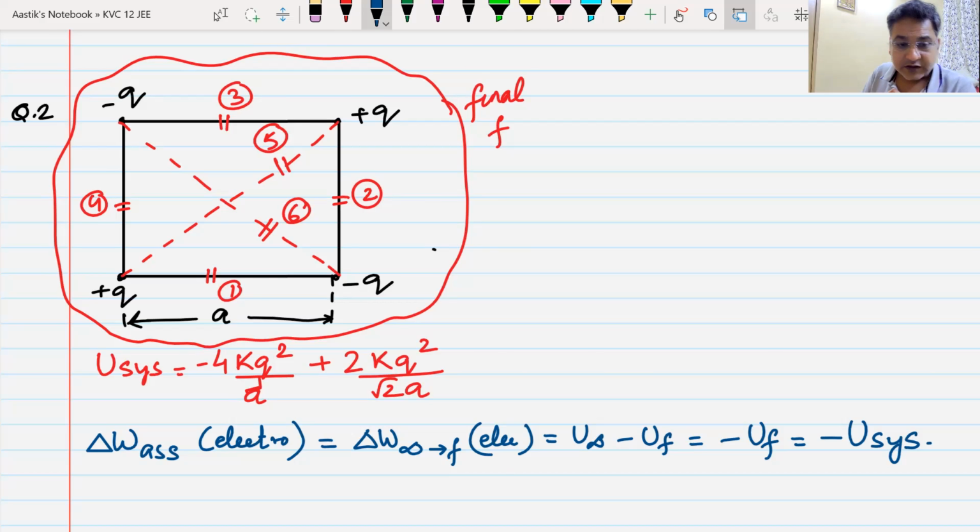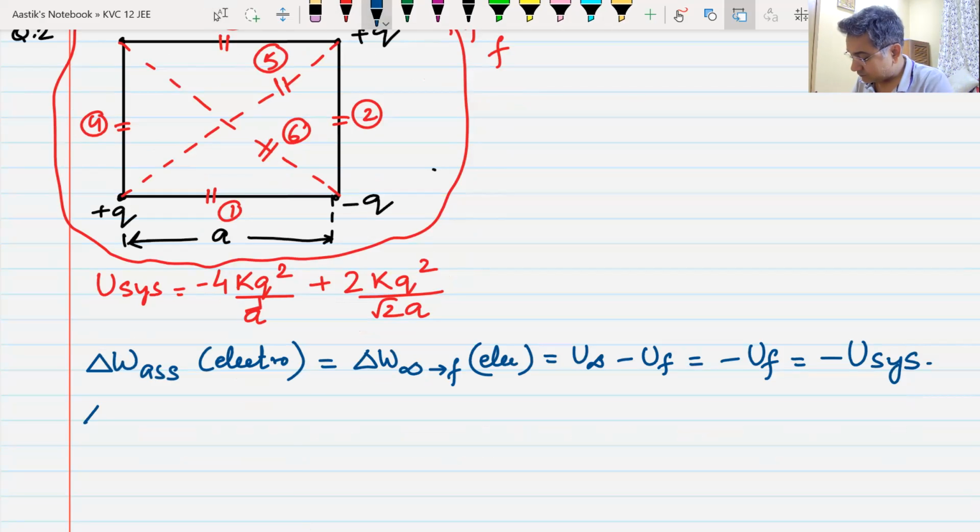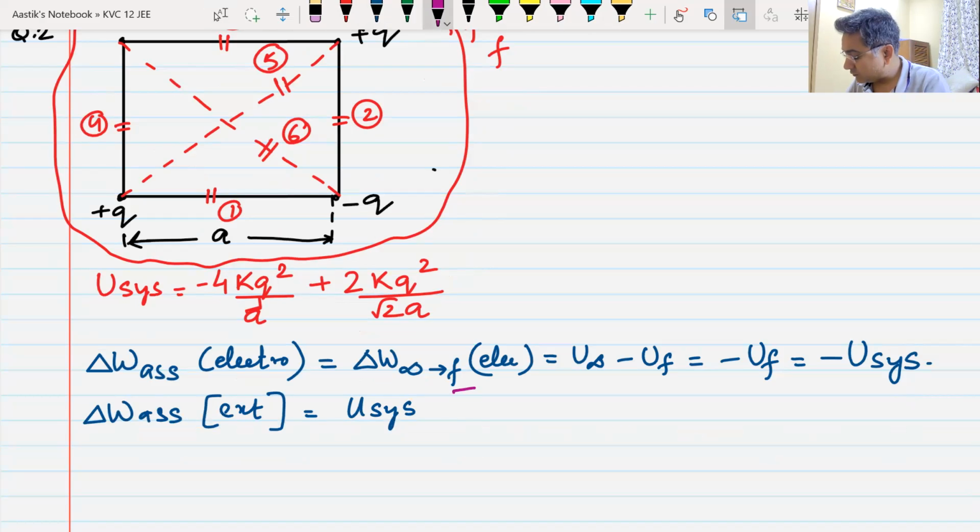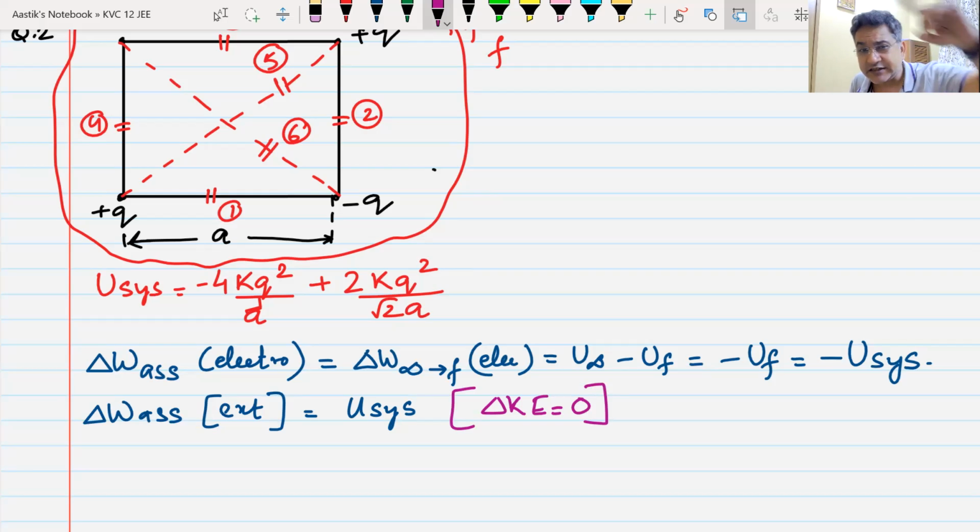Work done in assembling this system by external forces will be equal to negative of this work. So that will become the energy of the system. Remember, here I have assumed the change in kinetic energy is 0. Whenever we talk about work done by external forces, work done by external forces will be negative of work done by conservative forces if the change in kinetic energy is 0. Do we understand this work energy theorem? Yes or no?